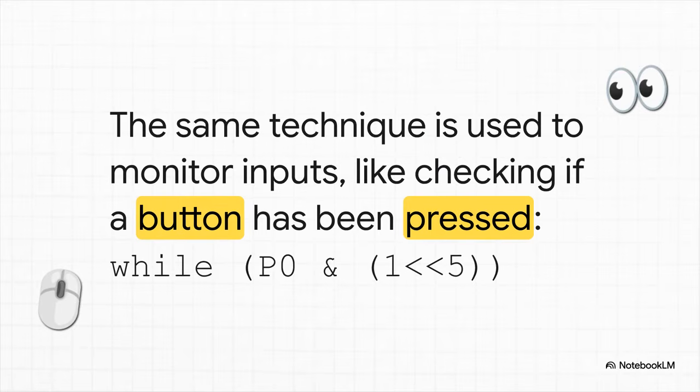And of course, this is for way more than just blinking lights. Programmers use this exact same technique to read what's happening in the outside world. A line of code just like this one can be used to constantly check one specific bit to see if a button has been pressed, letting the device actually react to you.